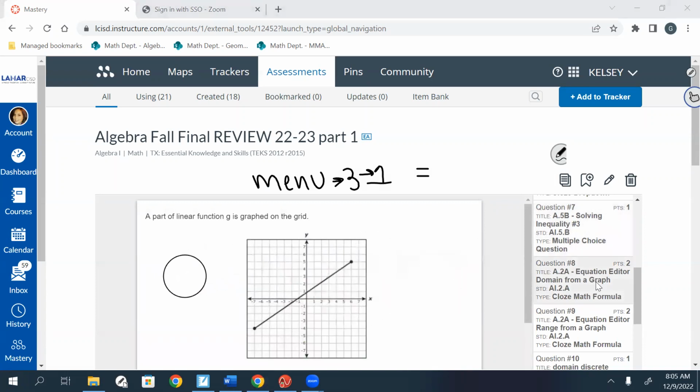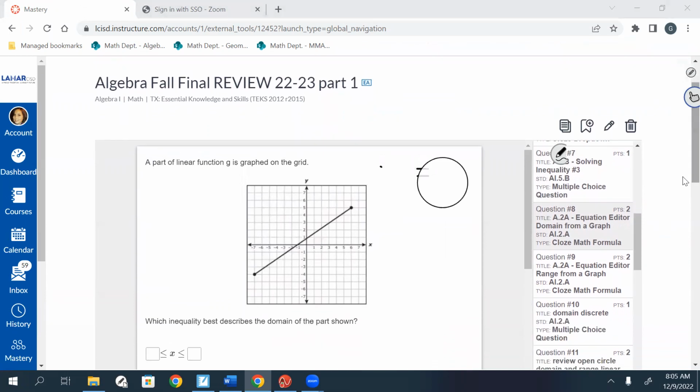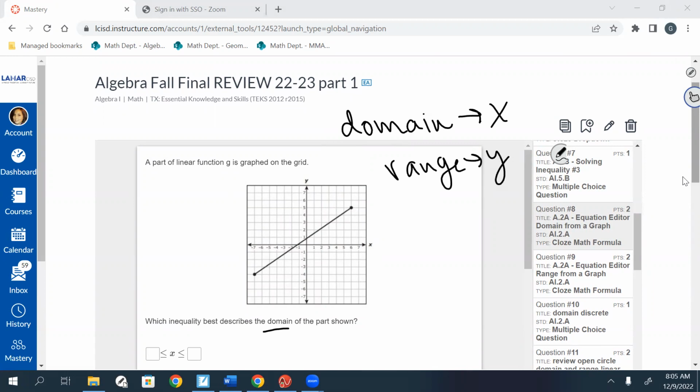Okay, now we're here with domain and range from a graph. So reminders about domain and range. You need to be looking, so this one says, what is the domain? So domain deals with the x's, and range is with the y's. So my domain of this one, I look at my endpoints and I just need to find where they go on the x-axis. So, and you always, for domain, you go from left to right.